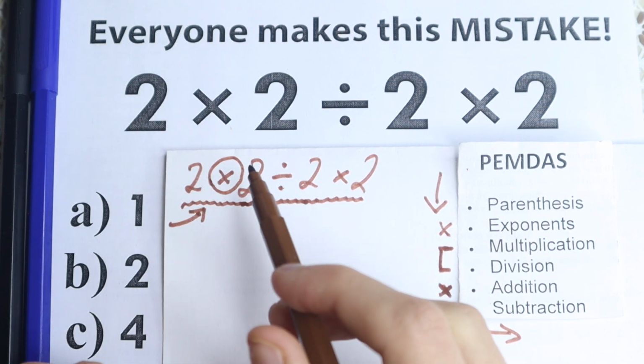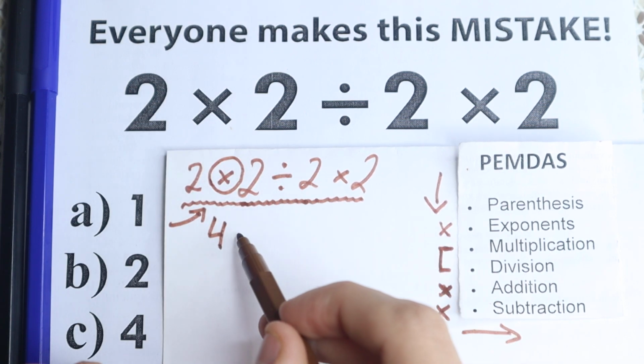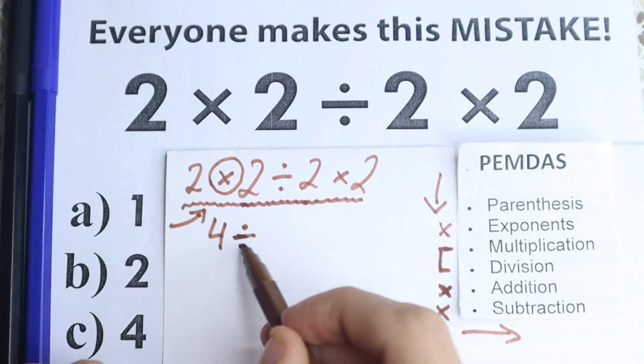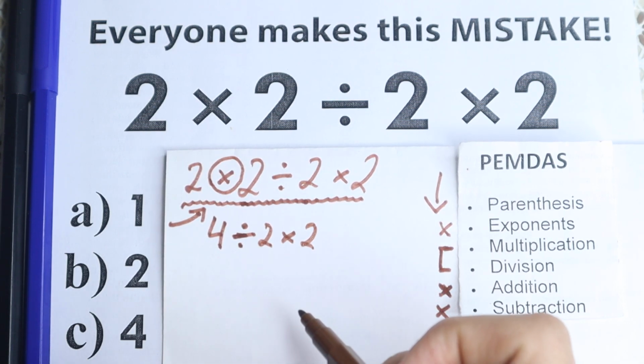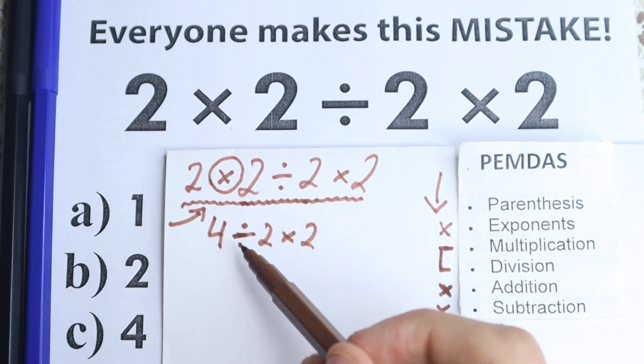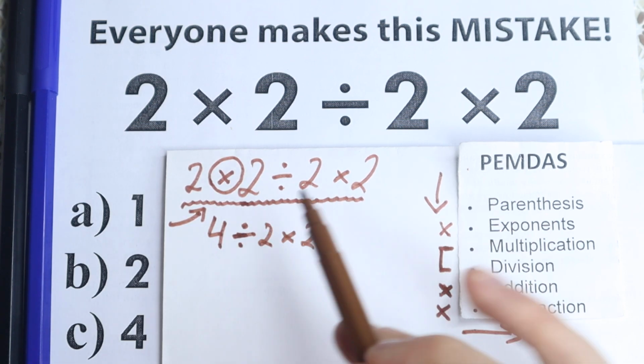So we have 2 times 2 equal to 4. Yeah, we have 4, and we have this expression: 4 divided by 2 and times 2. Okay, what are we going to do next? Take a look closely. We have once more a multiplication and division part, but in this case we have division and multiplication. It doesn't matter, we just swap these signs.